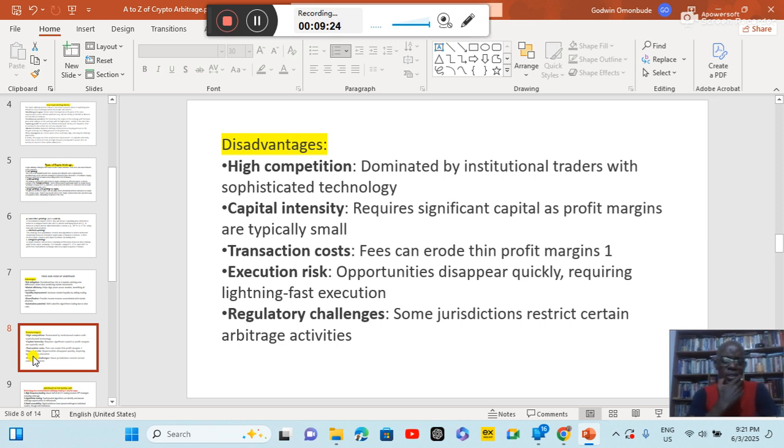Number 4 is execution risk. Opportunities disappear quickly, requiring tight, fast execution. And number 5 is regulatory challenges. Some jurisdictions restrict certain arbitrage activity.